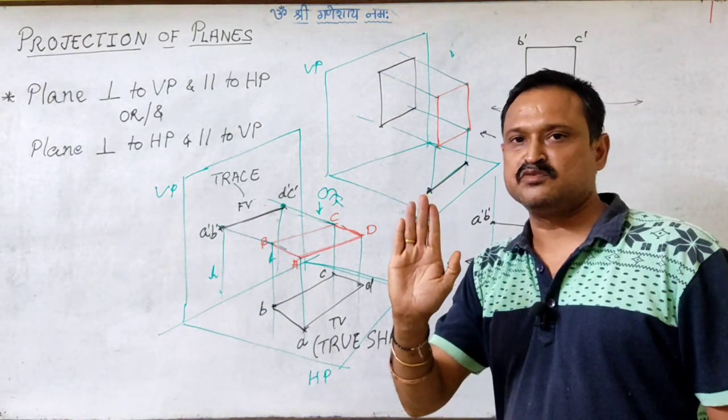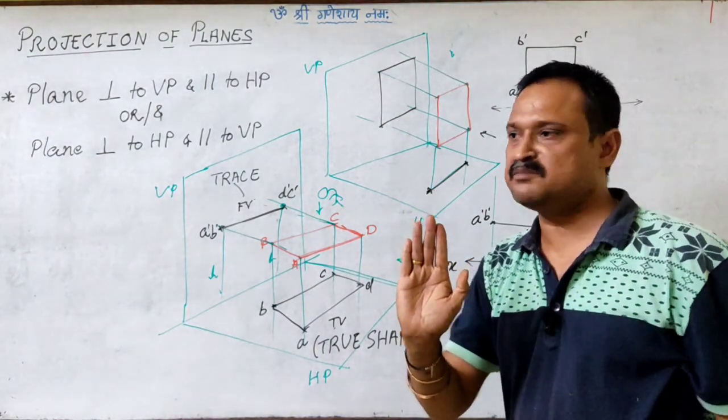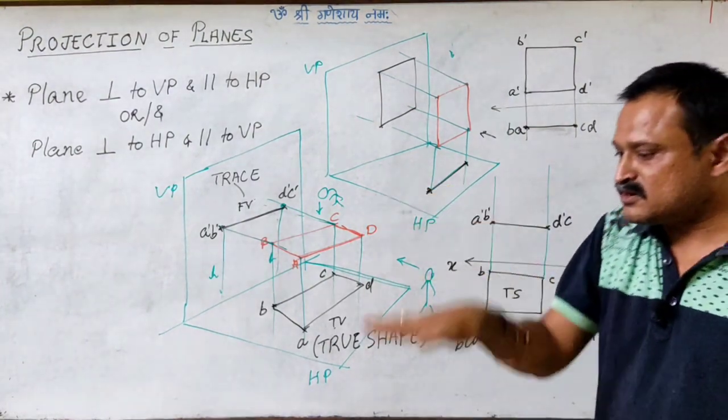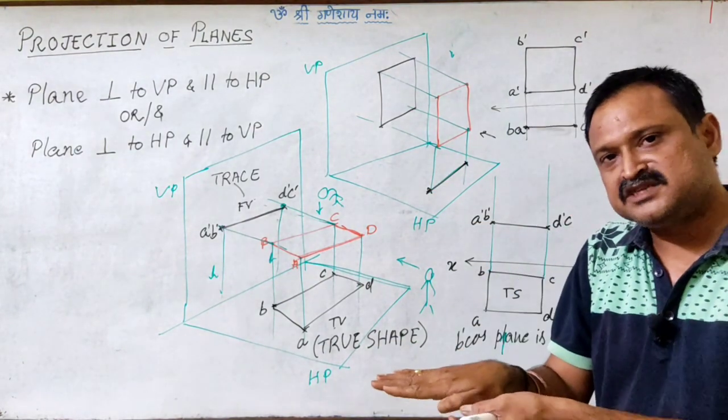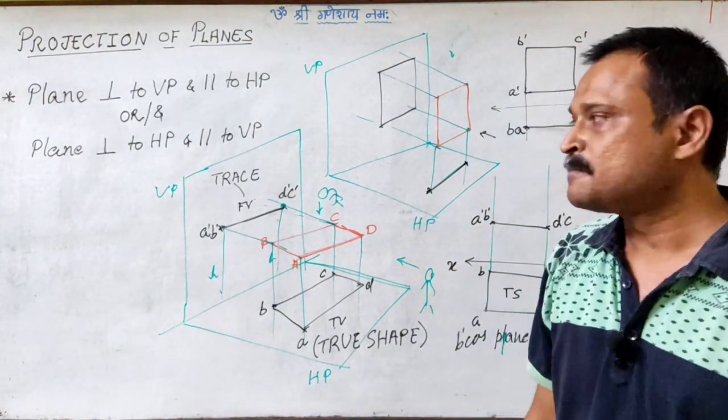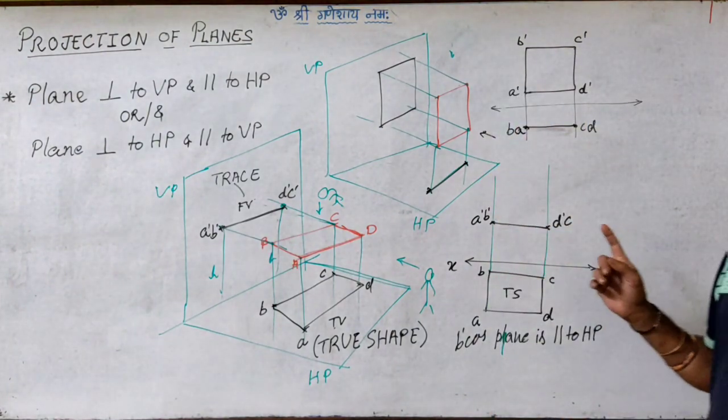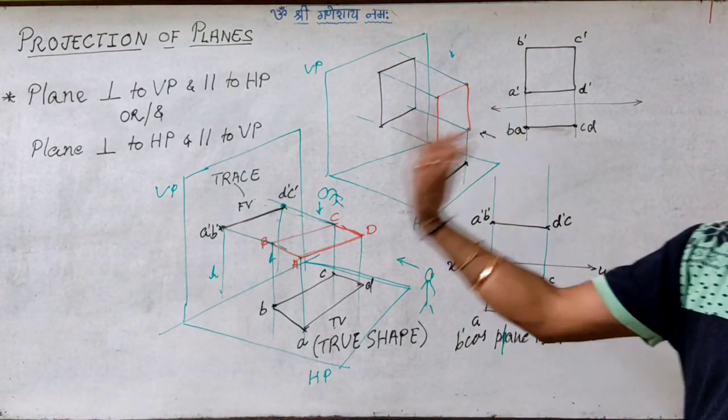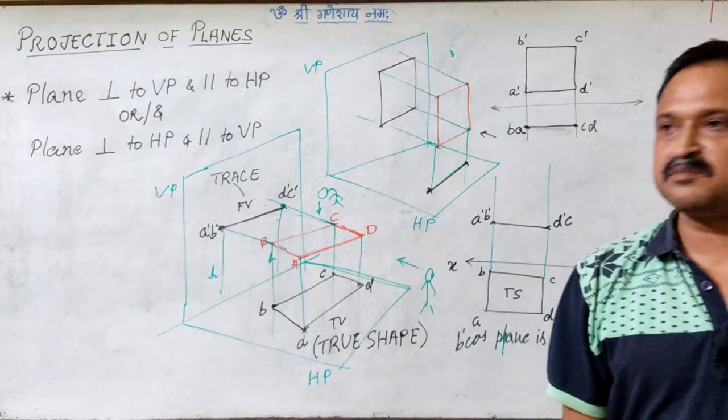is parallel to VP. So obviously the top view will be a trace. If I draw the true shape in the top view, that means obviously the front view will be a trace. And we utilize these conditions to solve the oblique condition of a given plane.